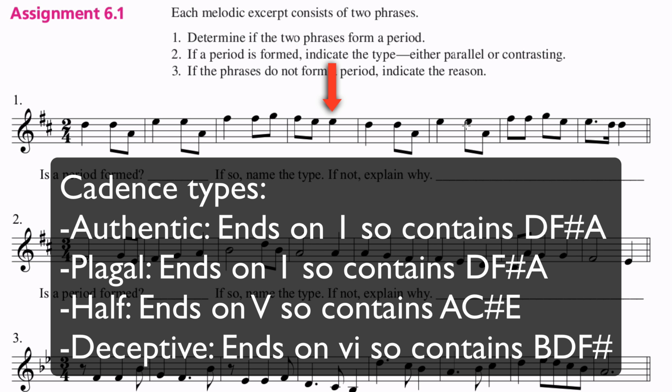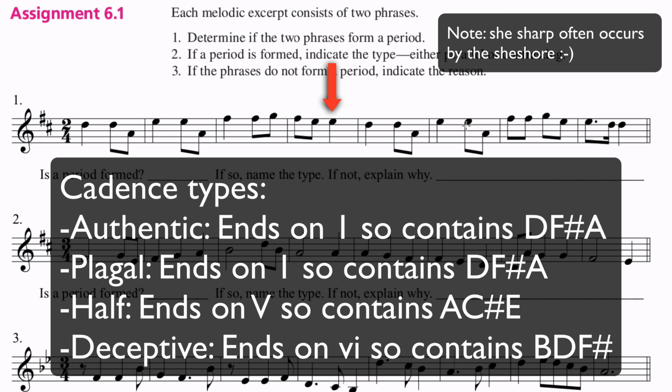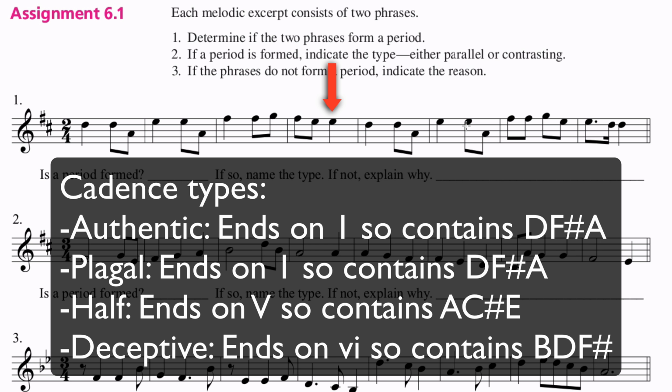Okay. What about a half cadence? Well, a half cadence would have ended on a 5 chord. And a 5 chord in the key of D is an A, C sharp, E. So it could be a 5 chord. It could end on a 5 chord. It's got an E there, and that's part of the 5 chord. A, C sharp, E. How about a deceptive cadence?